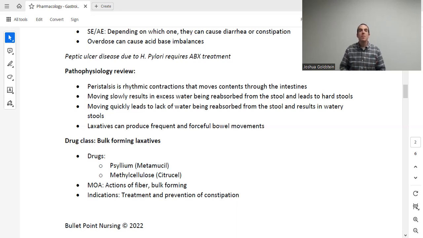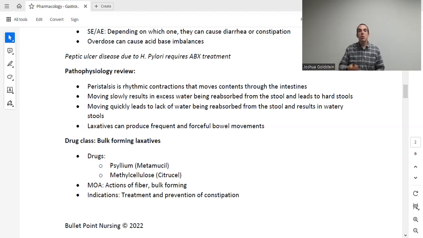So let's move on to the first class that we have to address constipation. And this is generally our first line option. They're called bulk forming laxatives, and basically they're fiber. So psyllium is one of them, methylcellulose is one of them. These are both over the counter. You may recognize the names as Metamucil, Citracil, and others.